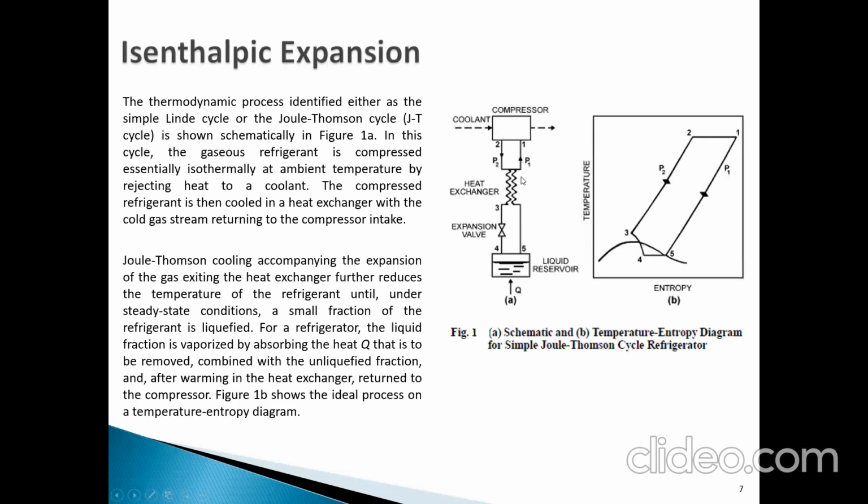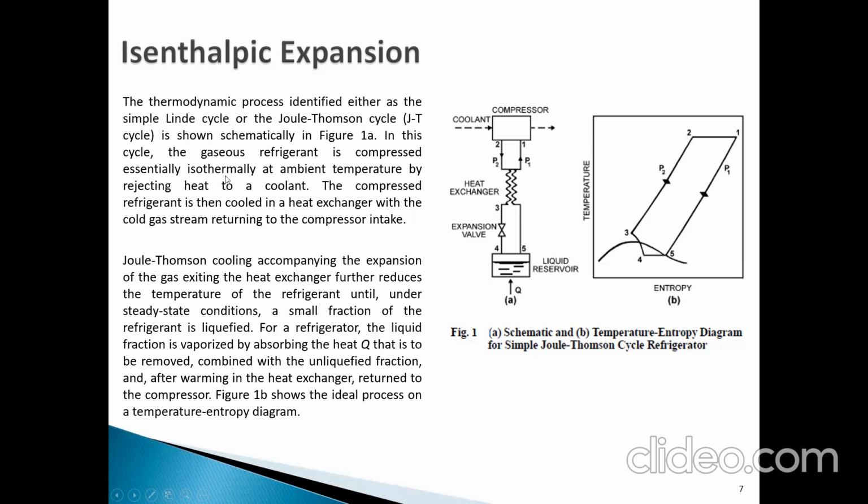So next is isenthalpic expansion. This is the schematic diagram of the equipment, apparatus, and the temperature-entropy diagram. This is called the simple Joule-Thomson cycle refrigerator. Thermodynamic process identified either as the simple Linde cycle or the Joule-Thomson cycle. The common name for this is Linde. The JT cycle is shown schematically in figure 1.